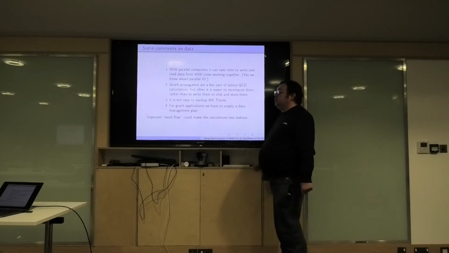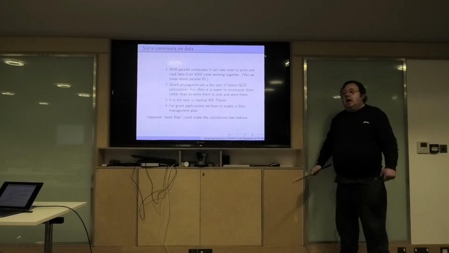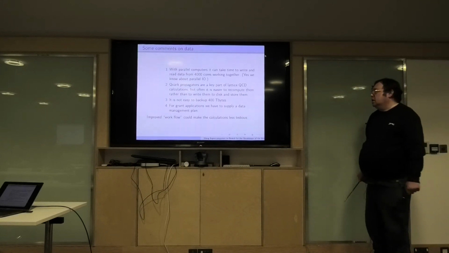For grant applications, when you write a grant application, you have to supply a data management plan: how you store your data, how you look after it. This is part of the Research Council's requirements.